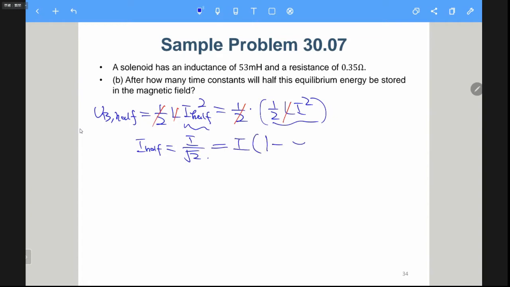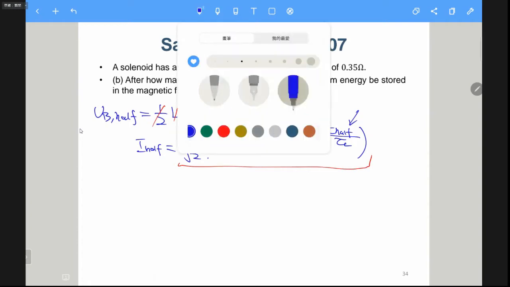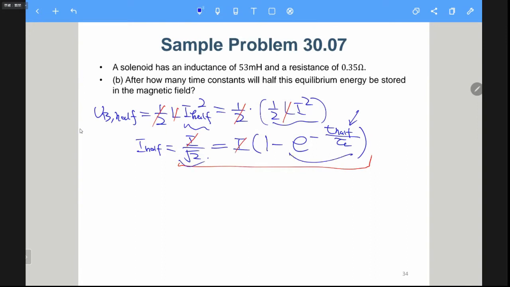So we will have it to be I times 1 minus exponential of minus t over tau L, and t is what we would like to find, maybe we can say it is t half over tau L. We can cancel I on both sides. Here, we can just move this term over, and then we will have exponential to minus t half over tau L equals 1 minus 1 over square root of 2, which is square root of 2 minus 1 all over square root of 2.